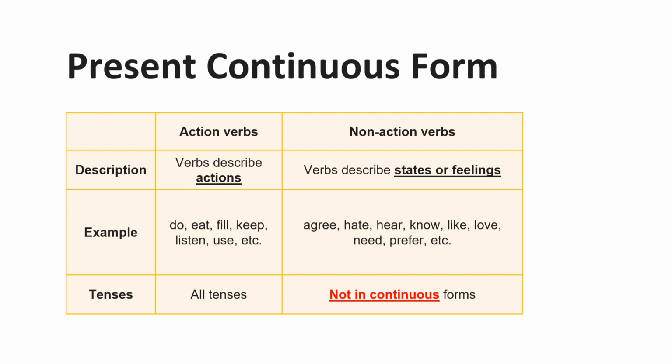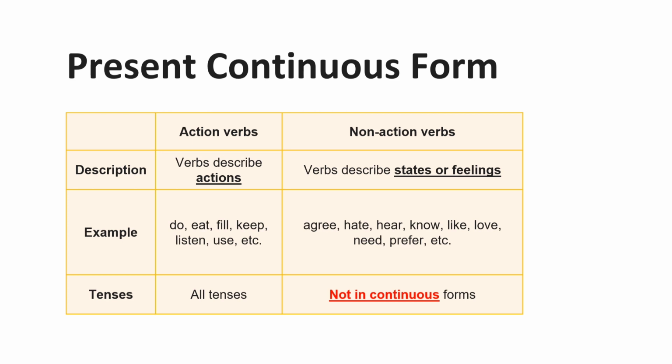Now, we have two types of verbs in English. We have action verbs and non-action verbs. So what are action verbs? They're verbs that describe actions. So whenever you use an action verb, you are actually doing something. For example, do, eat, fill, keep, listen, use. You see, in all of these verbs, we actually do something. For example, eat, the action of eating. Listen, the action of listening.